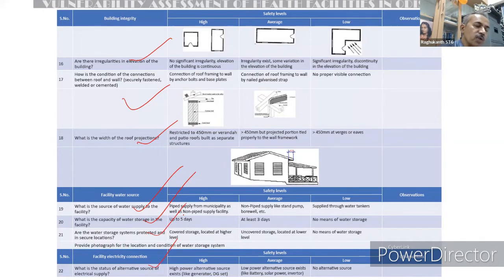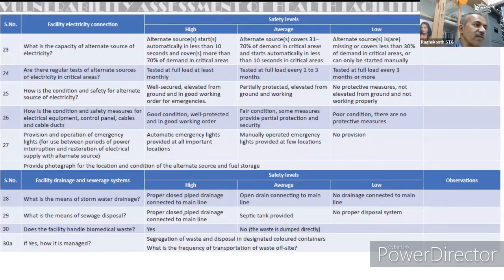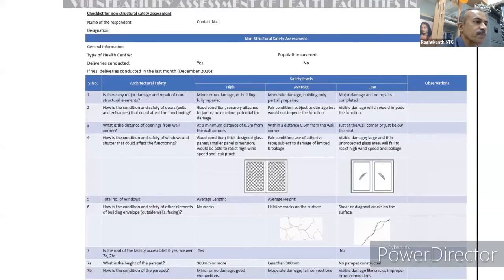So we have made a huge questionnaire. Then alternate electricity becomes very important. Whether emergency lights are there or not, storm water drainage, and if any storm water comes, whether there is a drainage system. Sewage disposal is very important, how the sewage is getting disposed. Biomedical waste is very important too: after surgery, how they are disposing of it. So for all these details we have made a questionnaire.